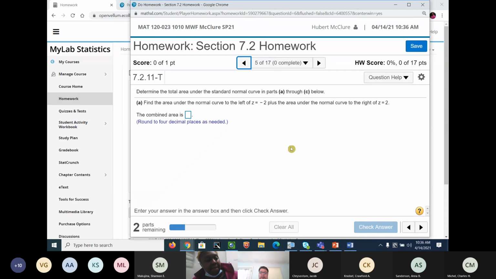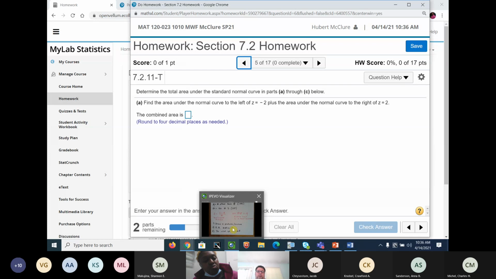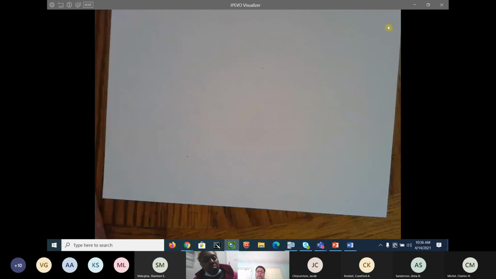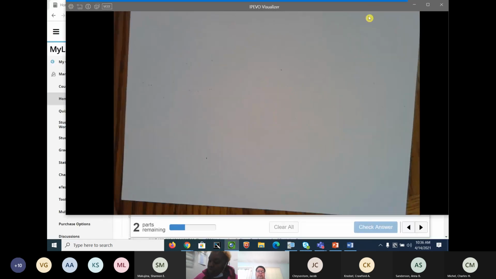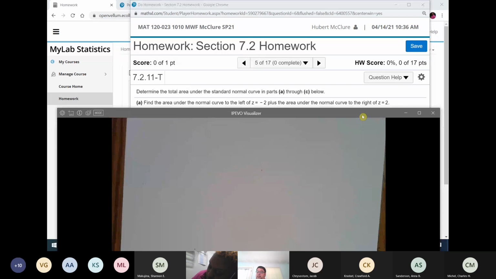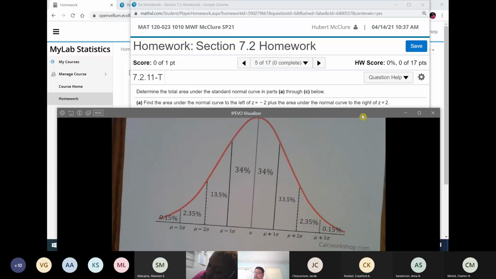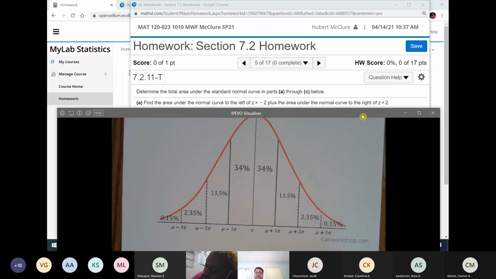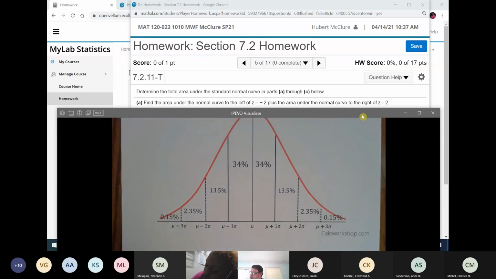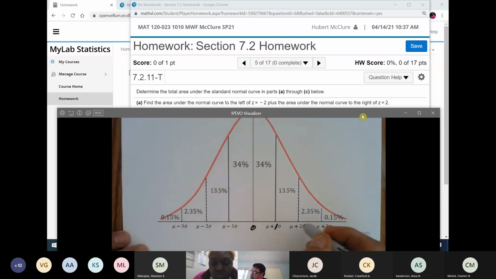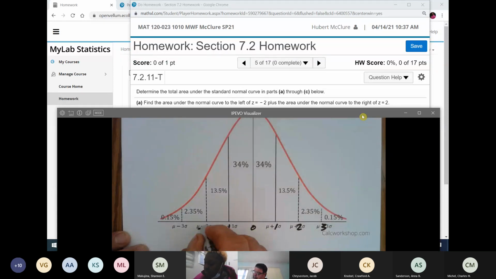All right, so this problem, I take my handy dandy curve right here, and I do 0, 1, 2, 3, -1, -2, -3.